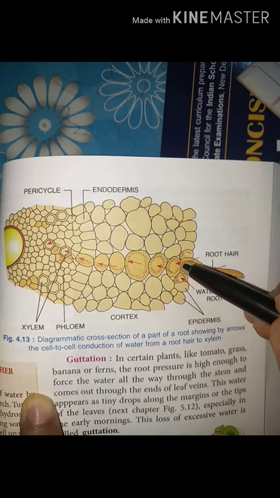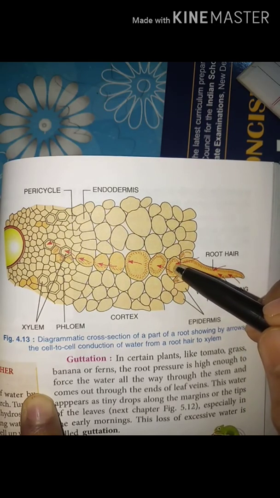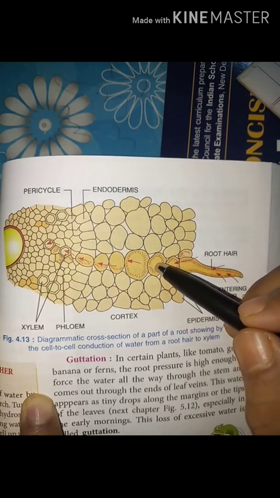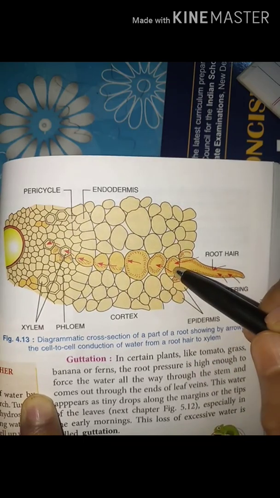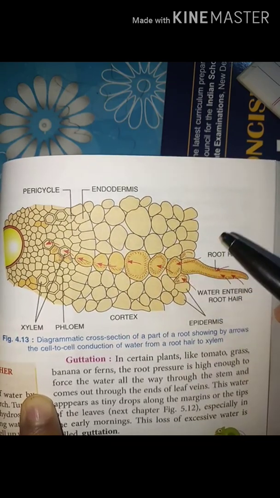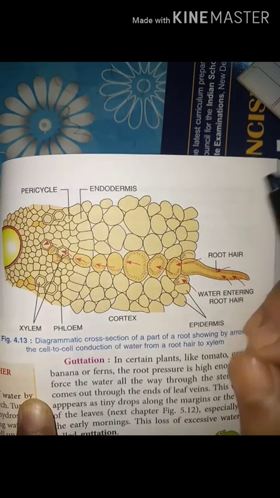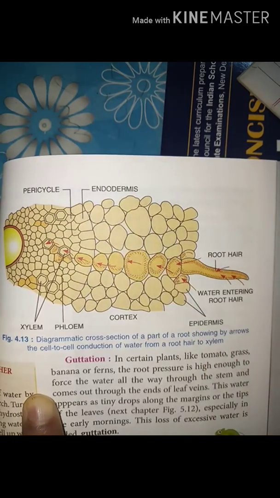This becomes turgid. But here next to the turgid cell is flaccid. So again water moves from turgid to flaccid, turgid to flaccid, turgid to flaccid. That is from one cell to another cell due to the difference in their tonicity. This is known as cell to cell osmosis.